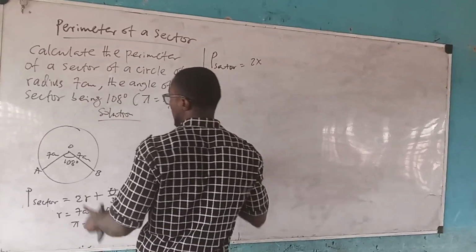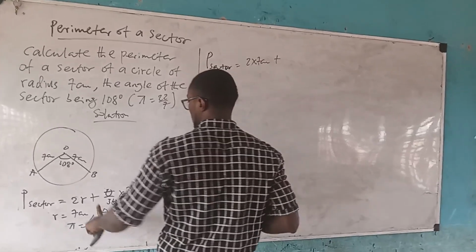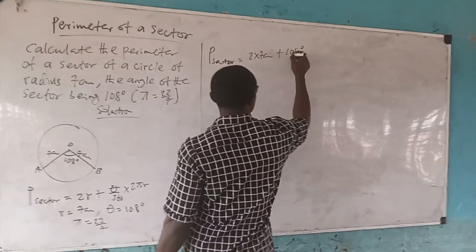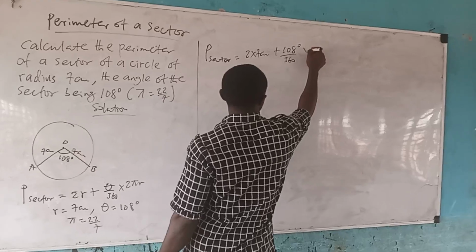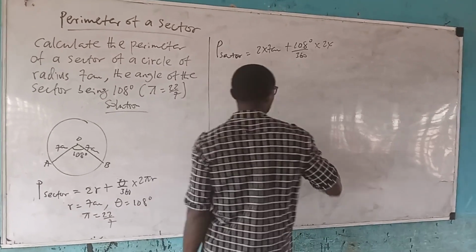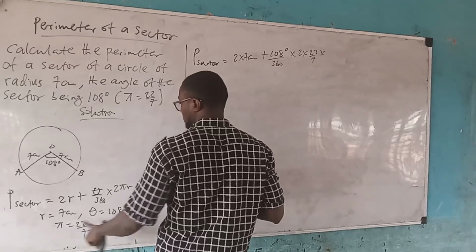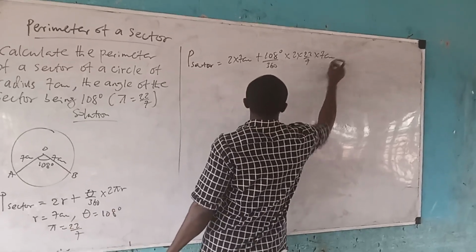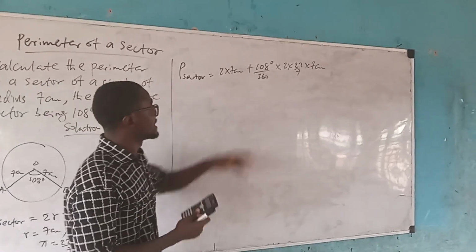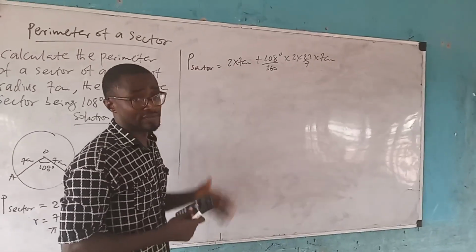2r, where our r is 7. So we have 2 times 7 centimeters, plus our theta is 108, so we have 108 degrees over 360 times 2, and our pi is given as 22 over 7, times our radius, which is the same 7 centimeters. Now we solve them one at a time. There's a plus sign connecting this side and this side, so let's solve our left hand side first.